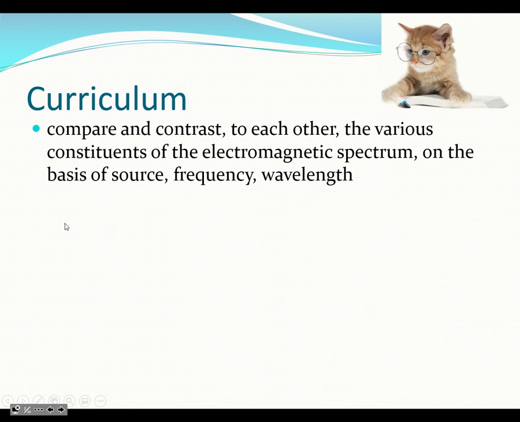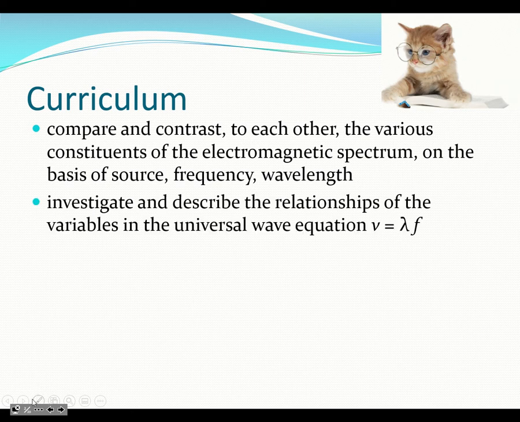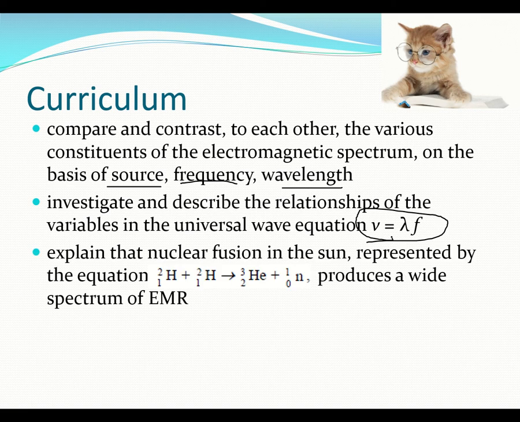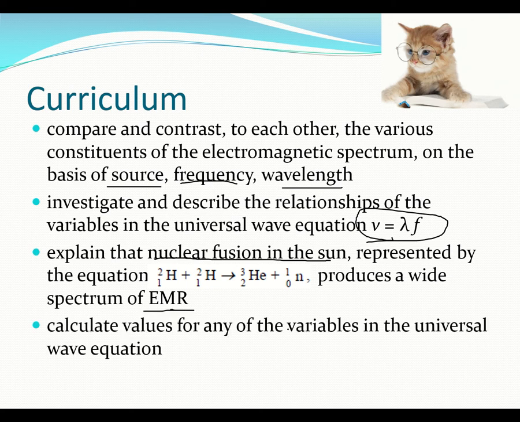So curriculum stuff you need to know: compare and contrast to each other the various constituents of the electromagnetic spectrum based on source, frequency, and wavelength. So you need to know these words. We're going to use this universal wave equation. We're going to explain that nuclear fusion in the sun produces EMR. And we're going to calculate values for any variable in the universal wave equation.